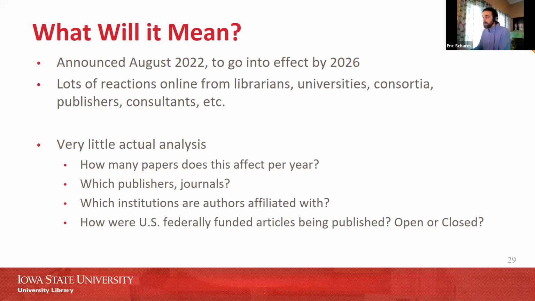I wish someone would tell me how many papers does this affect per year? Are we talking tens of thousands, hundreds of thousands, millions of papers per year? What is the magnitude of the scope? How do those papers break down by publisher, by individual journal title? Which institutions are those authors that tend to publish federally funded research affiliated with? And how are those federally funded papers being published in the first place? Are they already being published in some form of open access, or are they behind a paywall and closed?